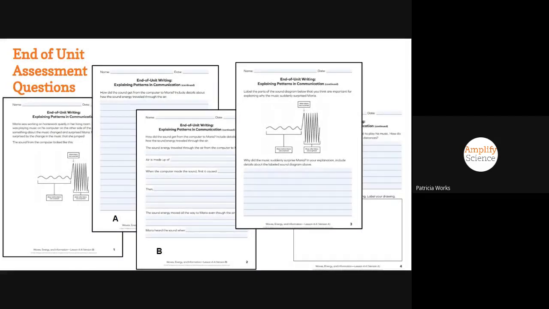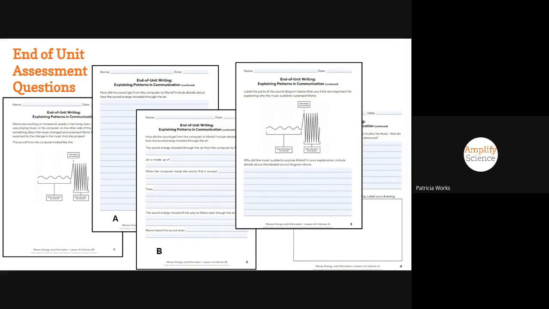So here you see the pages of the end of unit assessment. You'll notice that there's a version A and a version B to those assessments. And what I want to show you here is that page 1, right here, and page 3 and page 4 are exactly the same between version A and version B. The only thing that changes is the amount of scaffolding on page 2. Students here are making scientific explanations to answer the question, how did the sound get from the computer to Maria, on pages 1 and 2.